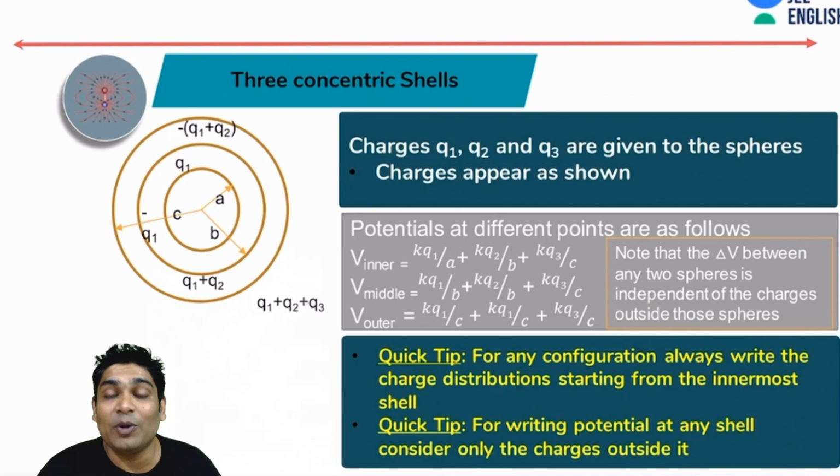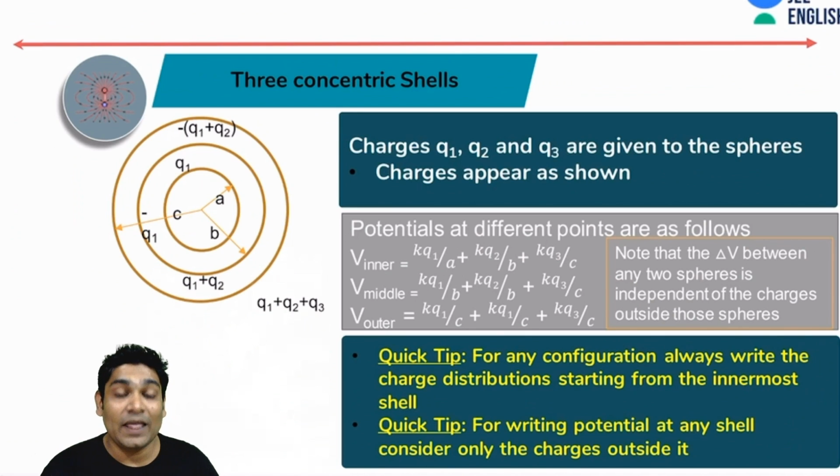Here I've shown you the potential at the inner shell, then the potential at the middle shell, and also the potential at the outer shell. This is simple to calculate. You should just look at it once. The thing that you will notice is that delta V between any two spheres is independent of the charges outside those. This is also the case that you saw in the previous example.